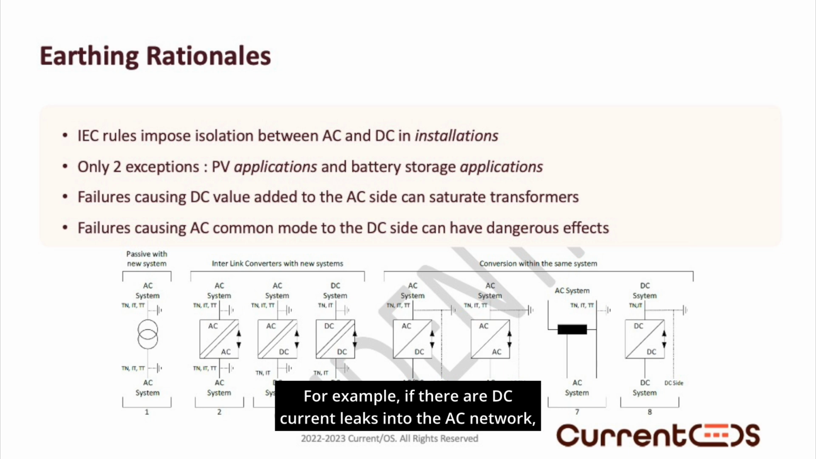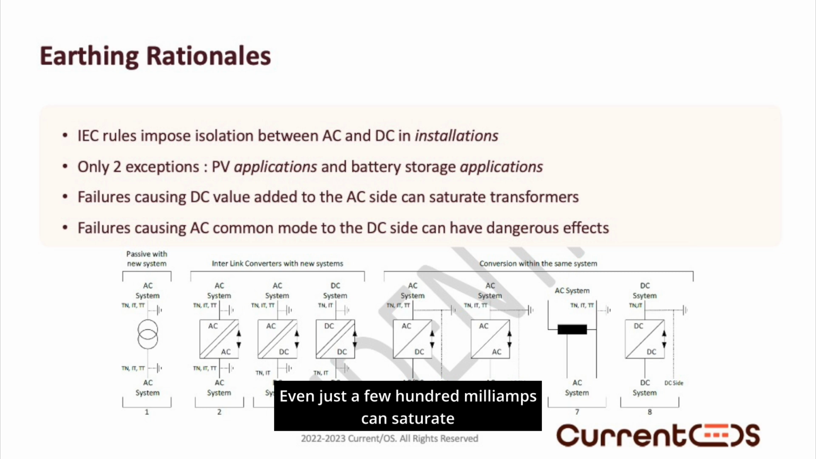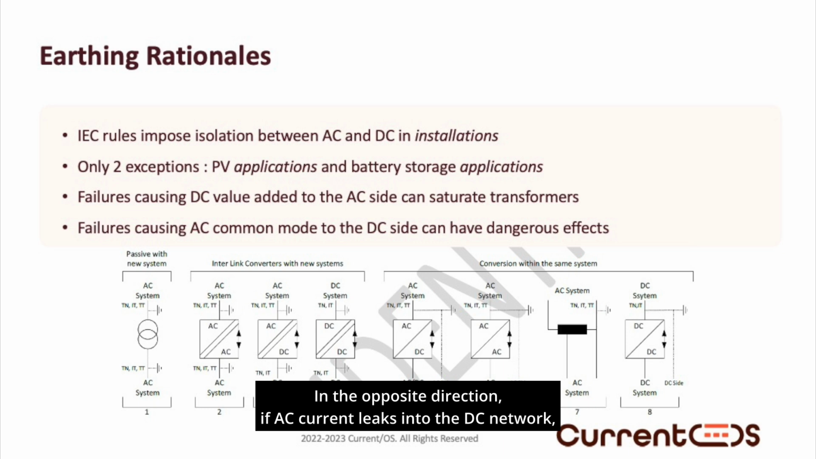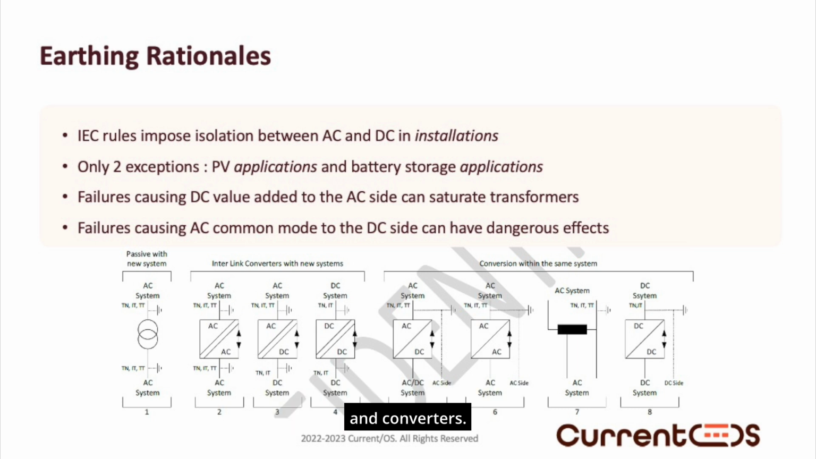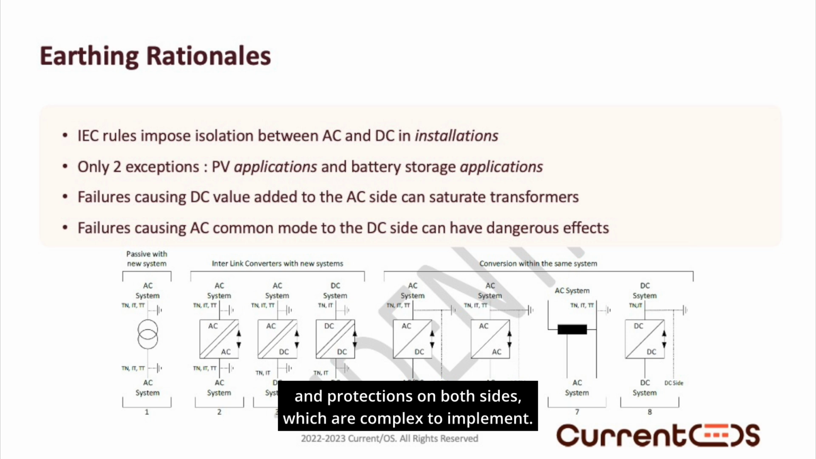For example, if there are DC current leaks into the AC network, they can saturate transformers. Even just a few hundred milliamps can saturate a medium voltage, low voltage MV/LV transformer, creating a highly dangerous situation. In the opposite direction, if AC current leaks into the DC network, it can generate voltage transients that may damage electronic systems and converters. Failing to isolate DC from AC requires additional precautions and protections on both sides, which are complex to implement. For this reason, Current OS does not recommend this approach.